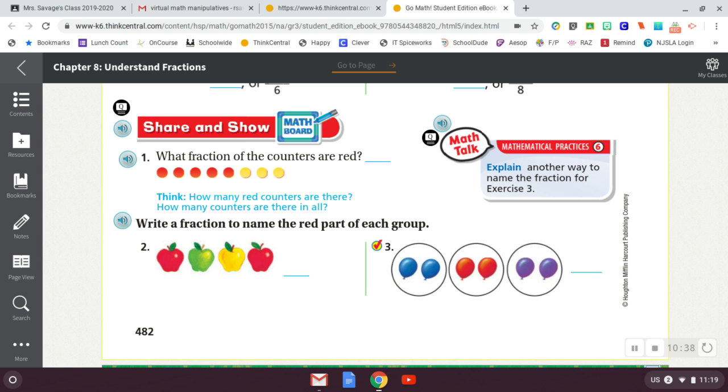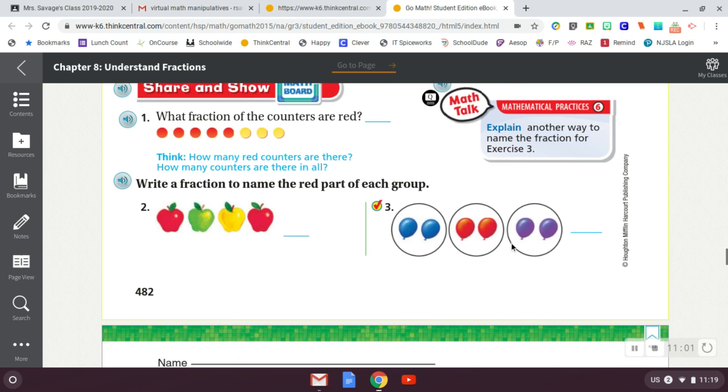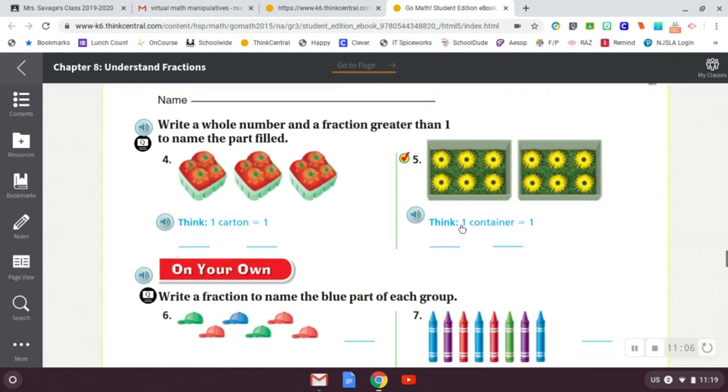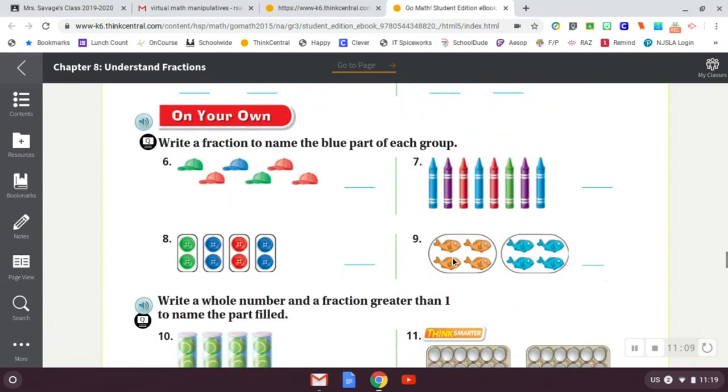Now, if we were asking about the fraction of the balloons, we would say 2, but we're talking about fractions of the group. So it's 1 because there's 1 red group. So my fraction here becomes, what do you think? 1 red group out of 3 total groups. So we are 1/3.